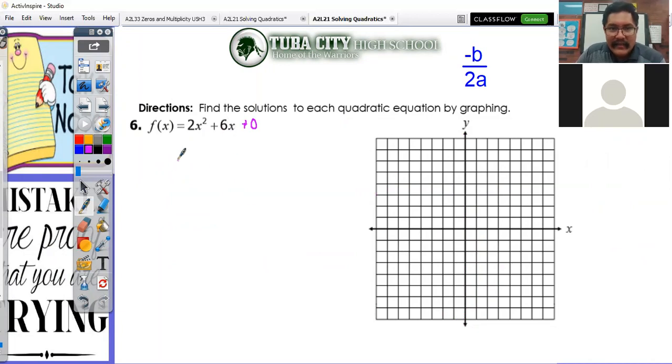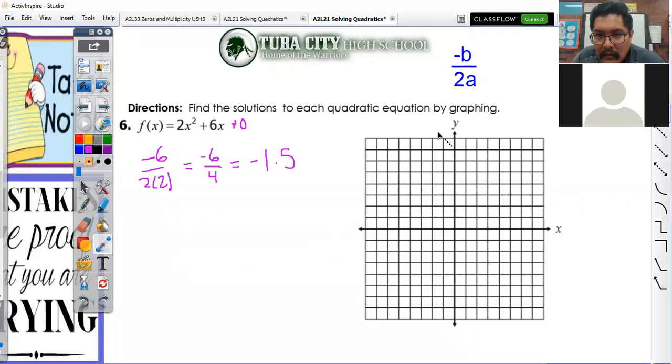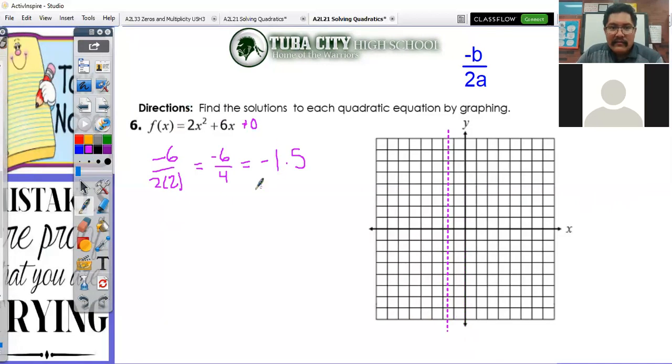Okay, so let's go ahead and plug it in. So I have -6/2 times 2, and that would be -6/4. And this would mean that our vertex is at -1.5. All right, and then we plug this -1.5 back into the equation, and that should give us our vertex.